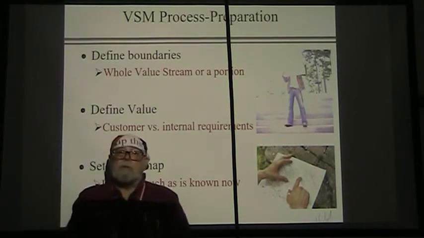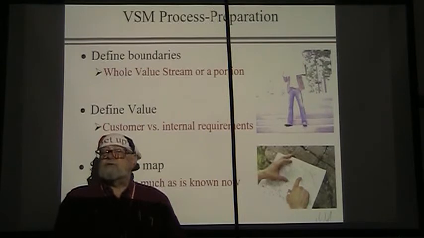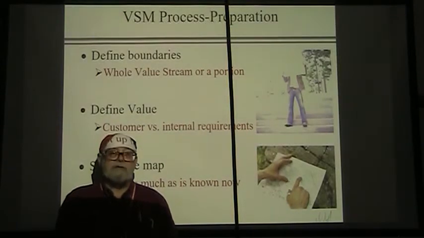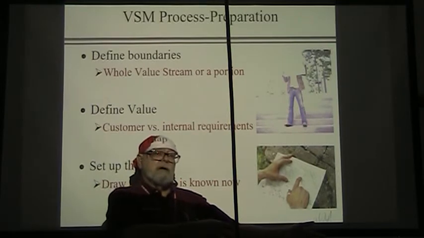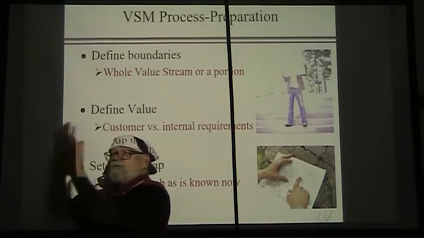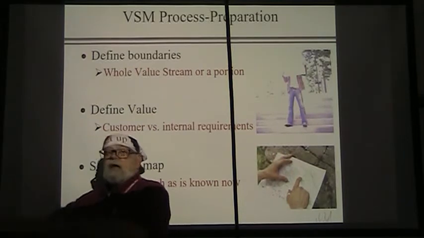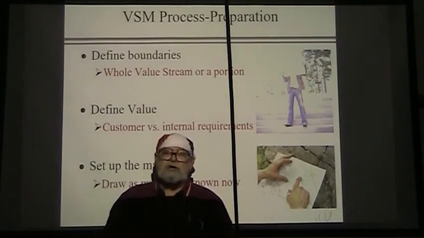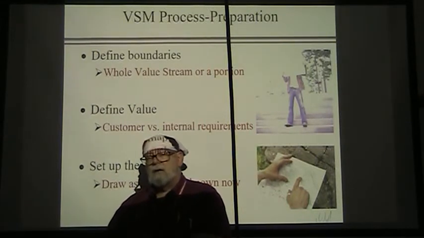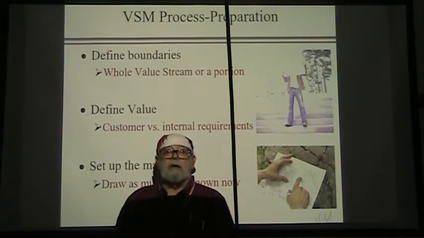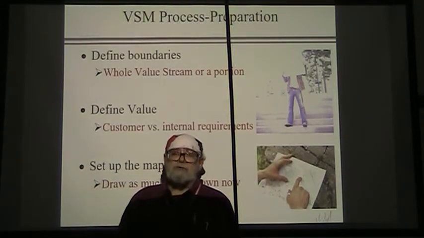All right, so when we're preparing for value stream mapping, first of all, we want to define the boundaries. Is it going to start with the raw materials and go all the way to a finished product being put in the hands of a customer? Is it going to be for just one shop? Is it going to be for just one assembly line? Exactly what are we going to do? That has to be the very first step of value stream mapping.